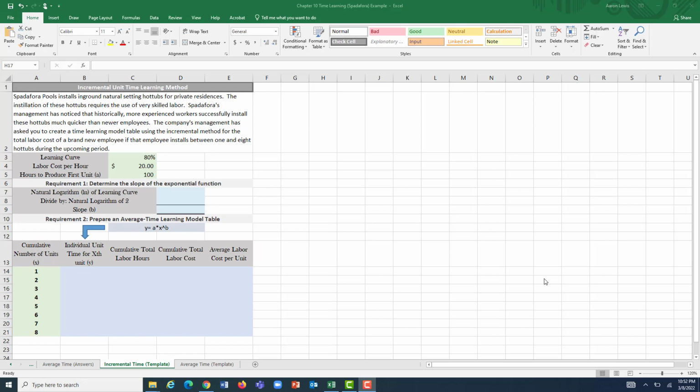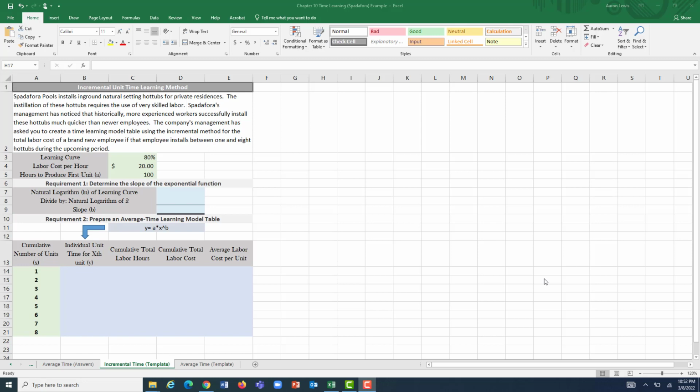Learning is exponential, but in this case, since we're considering time here, it's not exponential growth, it's exponential decay. You get much faster for the first few units, and then it kind of tapers off, so you don't have a straight line, you have a bit of a curve. And we're going to use that concept and some information here to come up with a time learning model to predict the total cumulative labor costs and average labor cost for Spadafora pools over here.